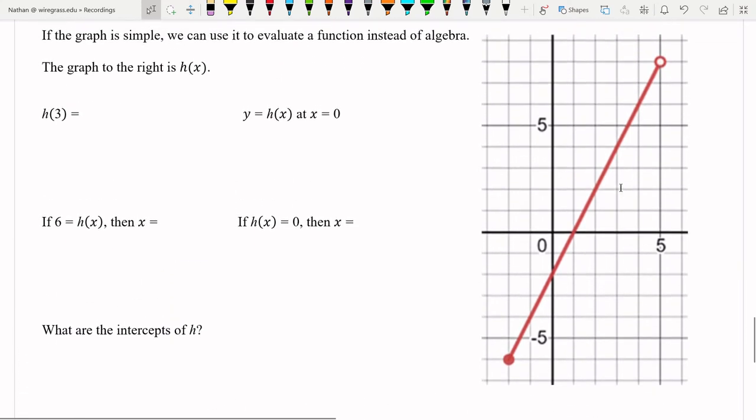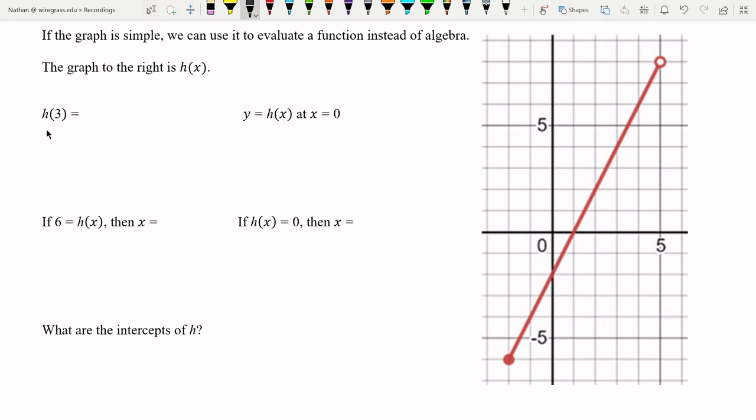Lastly, we have the idea that if the graph is simple enough, like this one is, it's just a nice straight line, and the points are kind of on these grid lines, we can use the graph to evaluate rather than having to plug in to the equation or the function that we have. In this case, we don't know how h of x is changing the variables. H of x is just given to us as a graph. We can still use the graph to evaluate a function.